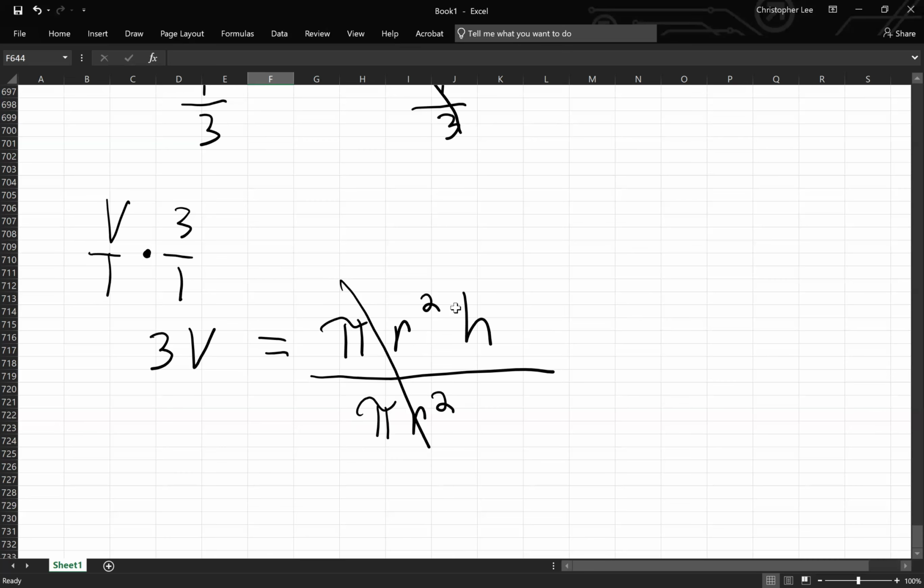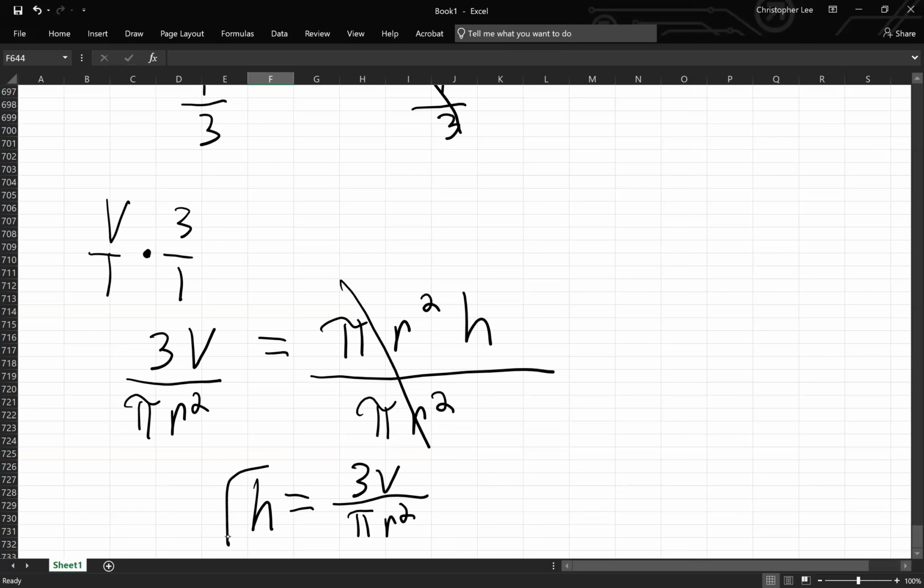But you know I gotta be fair, right? When I do one side of the equation, I gotta do the other side of the equation. And that's it. Yep, r is the radius. So h is equal to 3V divided by pi r squared. That's it.